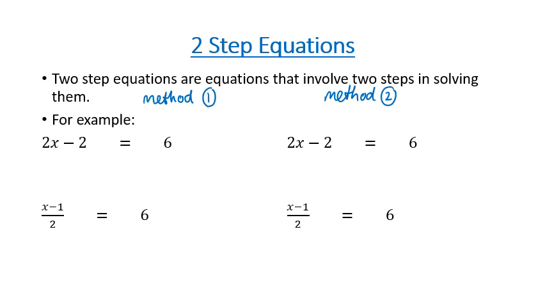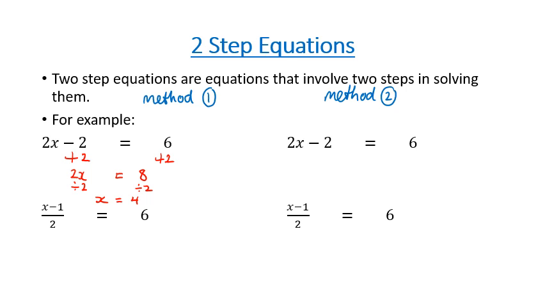So remember in method 1 we're using the inverse operations, but we're maintaining balance. So I've got 2x take 2, the inverse of take 2 is plus 2, that leaves me with 2x equaling 8. 2x is actually 2 times x, so the inverse is divided by 2. Therefore, x is going to equal 4.